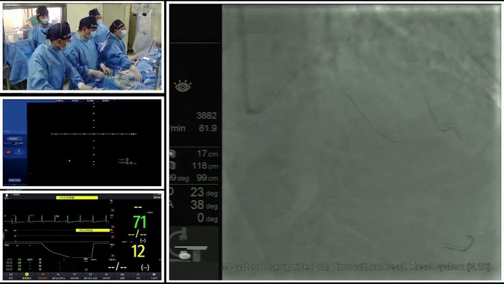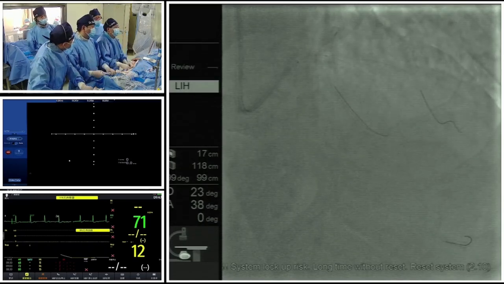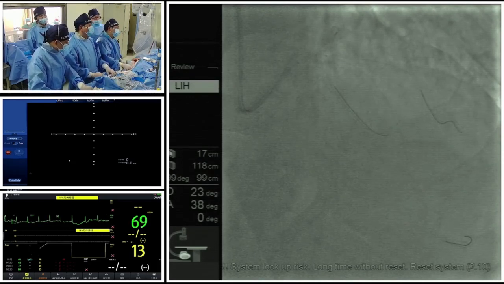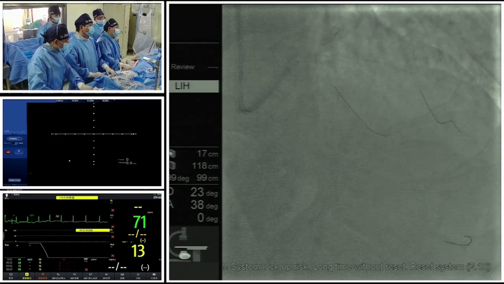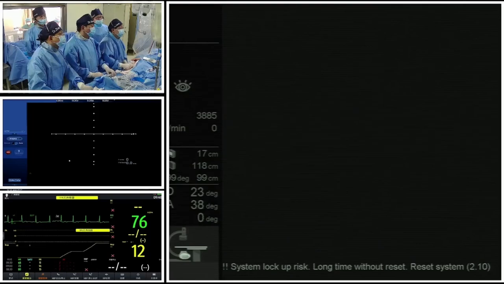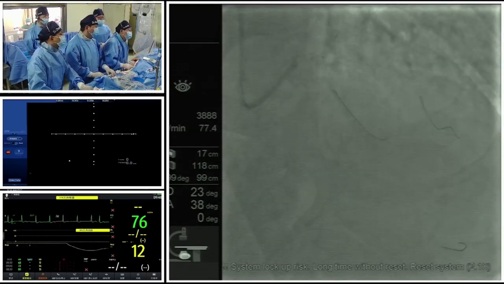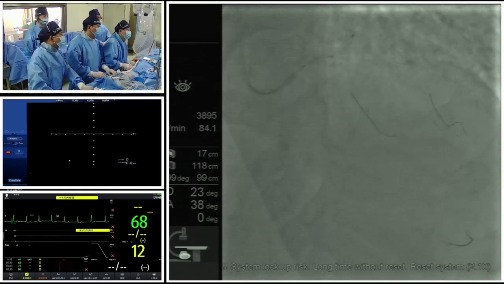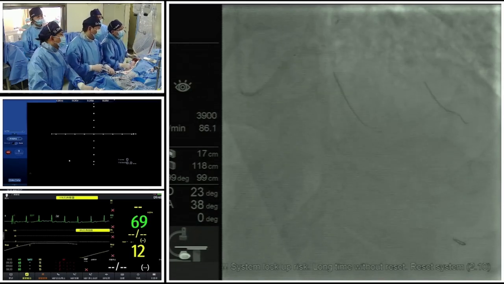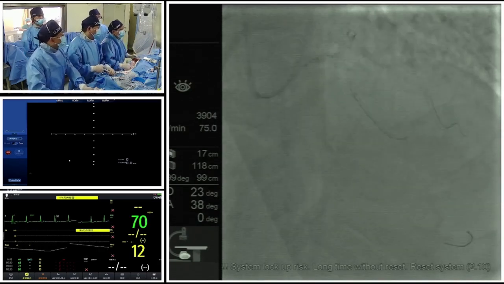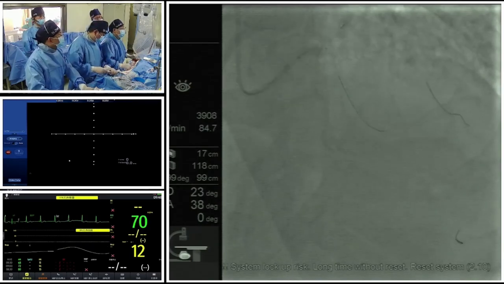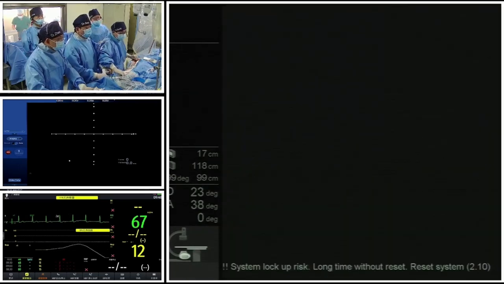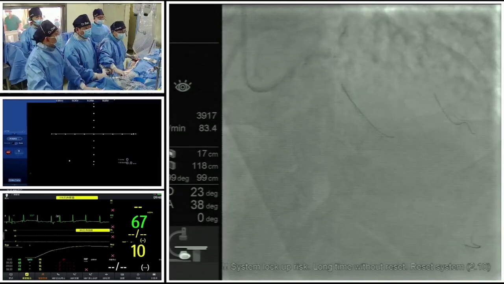In fact, when we choose IVL as a pre-treatment strategy, it will significantly decrease the risk of no reflow or slow flow. Yeah, I agree with you. Compared with rotational atherectomy, the IVL is much safer. The risk of no reflow or slow flow is very, very low. And also the learning curve for new interventionalists is very short. It's not like rotational atherectomy, which takes a lot of time to get used to. But for IVL, it's very, very easy to master how to use this new technique.